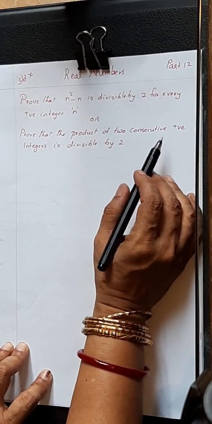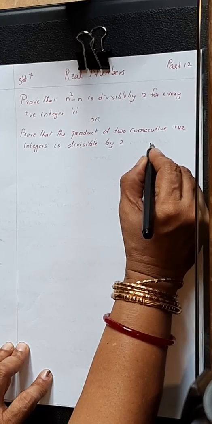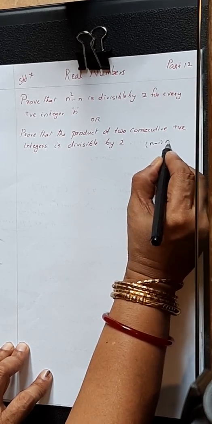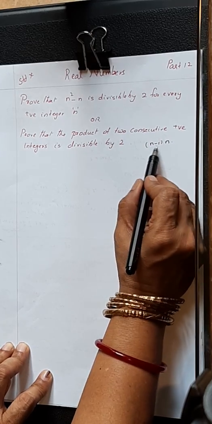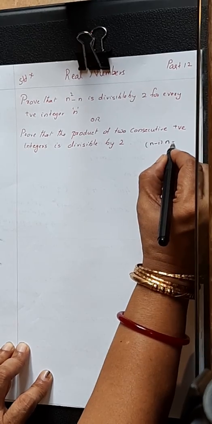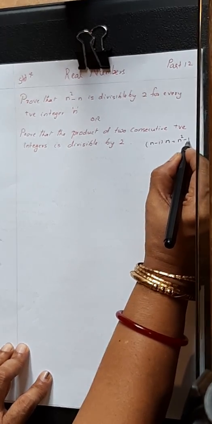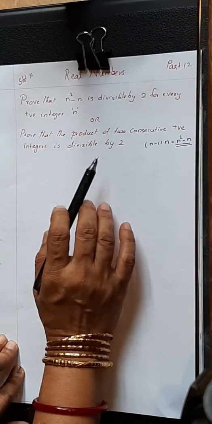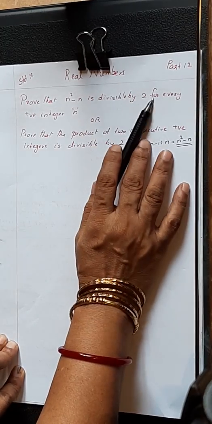Here consecutive integers means we can take n minus 1 and n. They are two consecutive positive integers, so n minus 1 into n is equal to n squared minus n. So now we have to show this is divisible by 2.